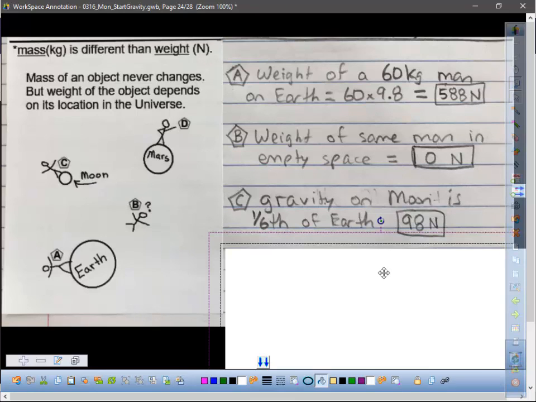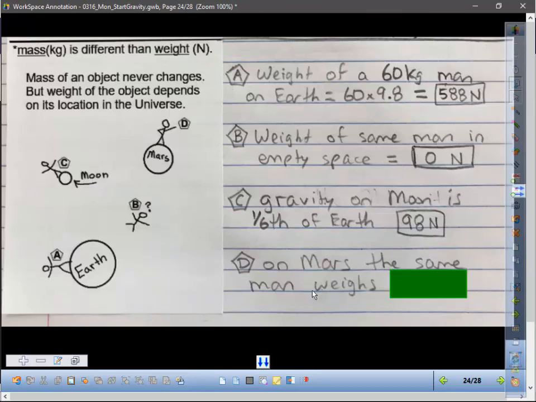And then finally on Mars, the weight of the same man on Mars. What do you think he's going to weigh on Mars? Looking at his weight on Earth, his weight in empty space, and his weight on the moon, what do you think would be a good guess for his weight on Mars? Just look at Mars versus Earth versus the moon.